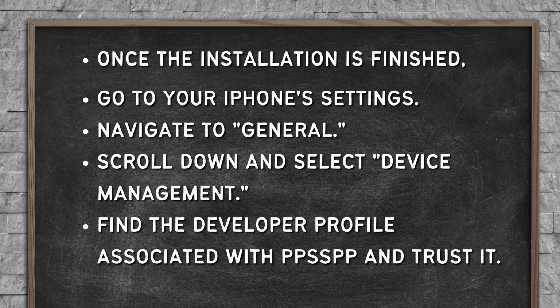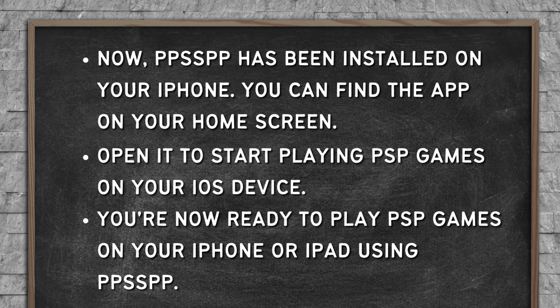Once the installation is finished, go to your iPhone settings, navigate to General, scroll down and select Device Management. Find the developer profile associated with PPSSPP and trust it. Now PPSSPP has been installed on your iPhone.